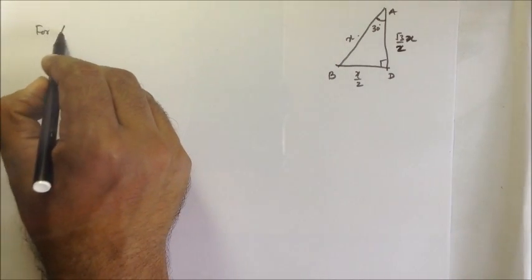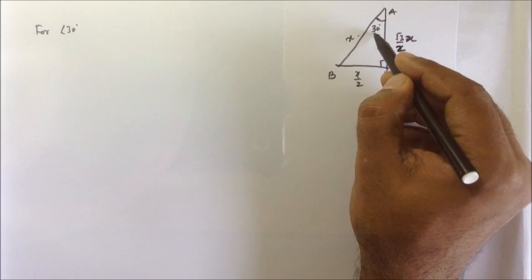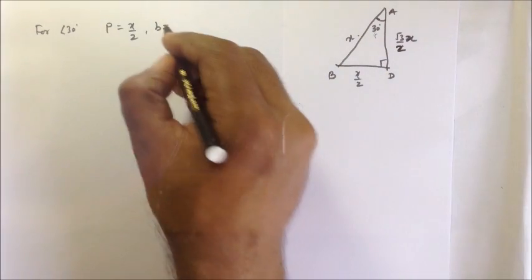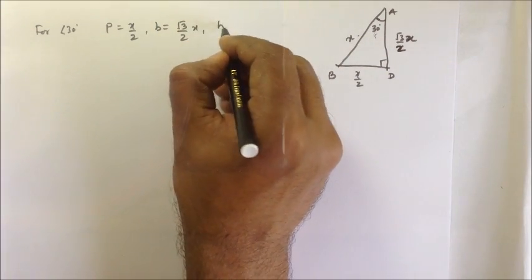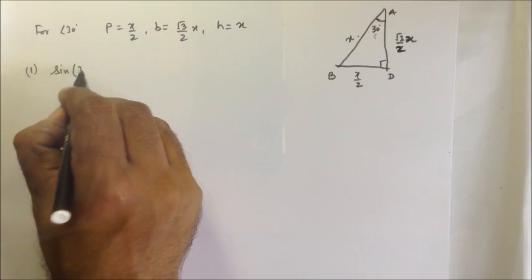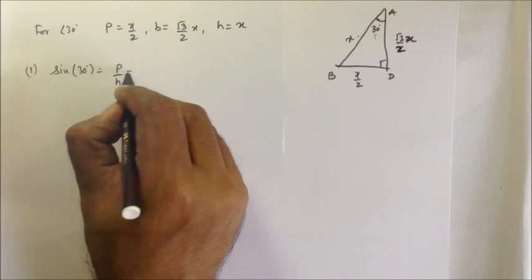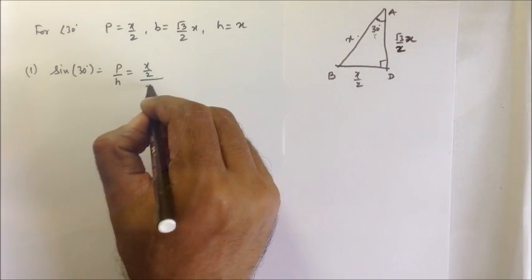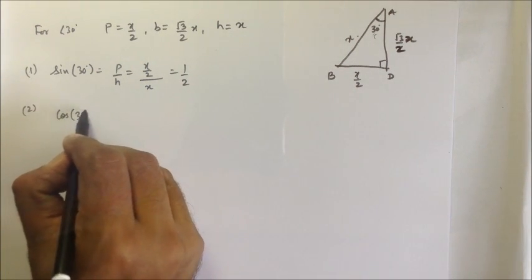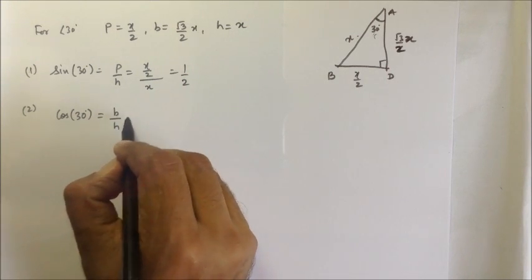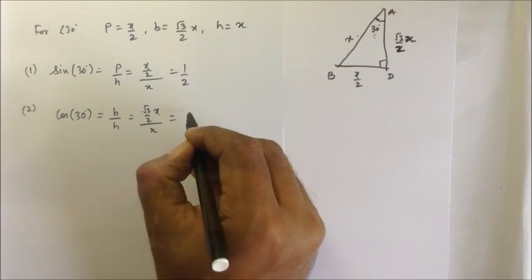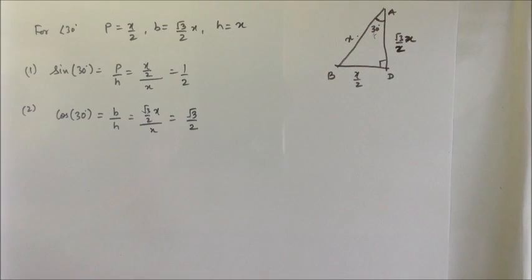Now for angle 30, the perpendicular is the side in front of it. P would be equal to x by 2. The base is the adjacent side, which would be root 3 by 2x, and the hypotenuse would be of length x. Therefore, starting with sine again, sine of 30, which is perpendicular upon hypotenuse. The perpendicular is x by 2, and the hypotenuse is x. This will come out to be 1 by 2. The next would be cos of 30, which is base upon hypotenuse. The base is root 3 by 2x, hypotenuse x, and it would cancel and simplify to root 3 by 2.